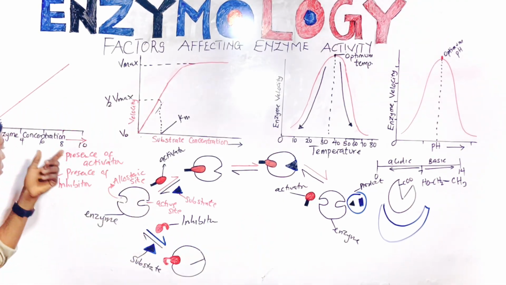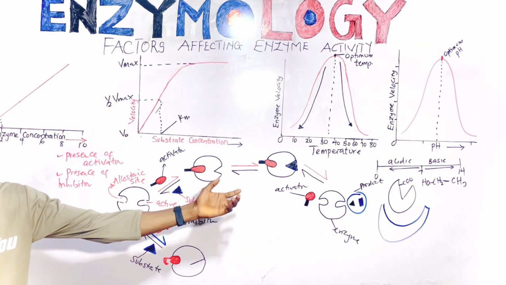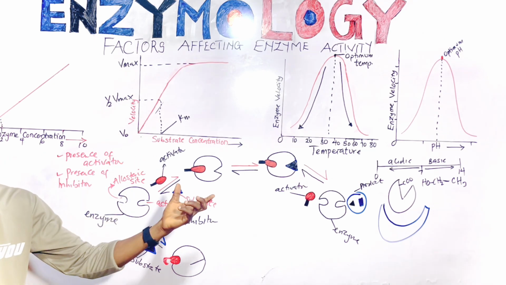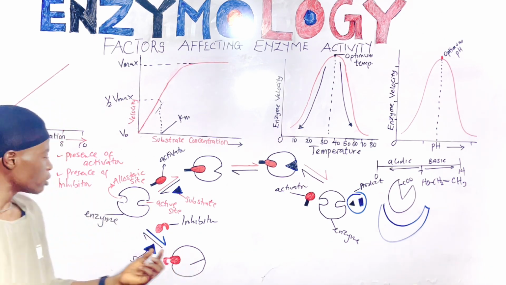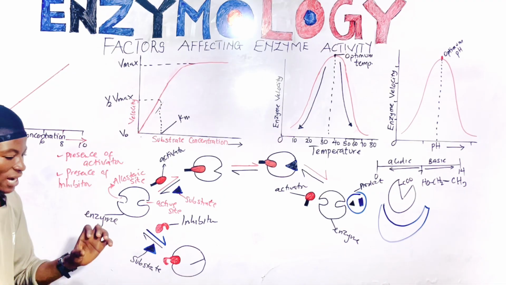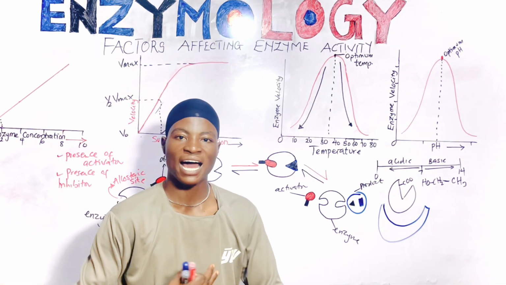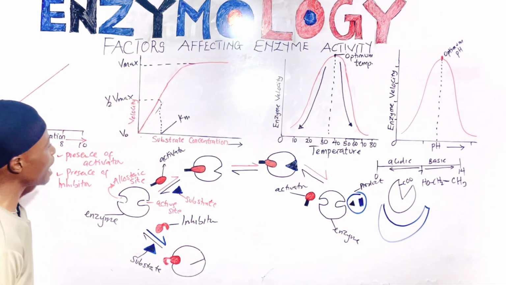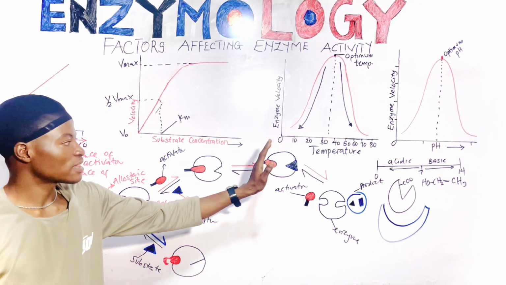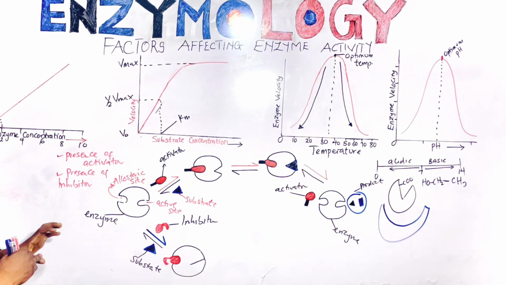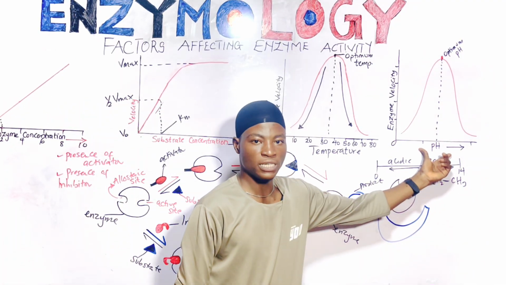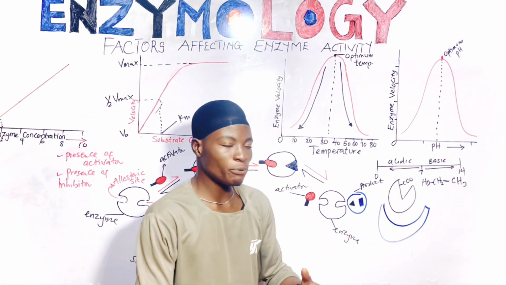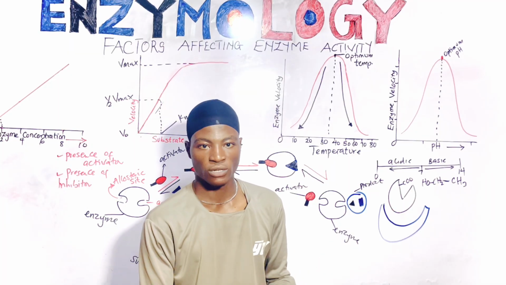So basically, an activator is a positive effector molecule. An inhibitor is a negative effector molecule. But both inhibitor and activator can change the conformation of the active site. So that's just it. These are basically the factors that can affect the activity of an enzyme. We have enzyme concentration, substrate concentration, temperature, and pH. Temperature and pH have positive and also negative impacts on an enzyme.